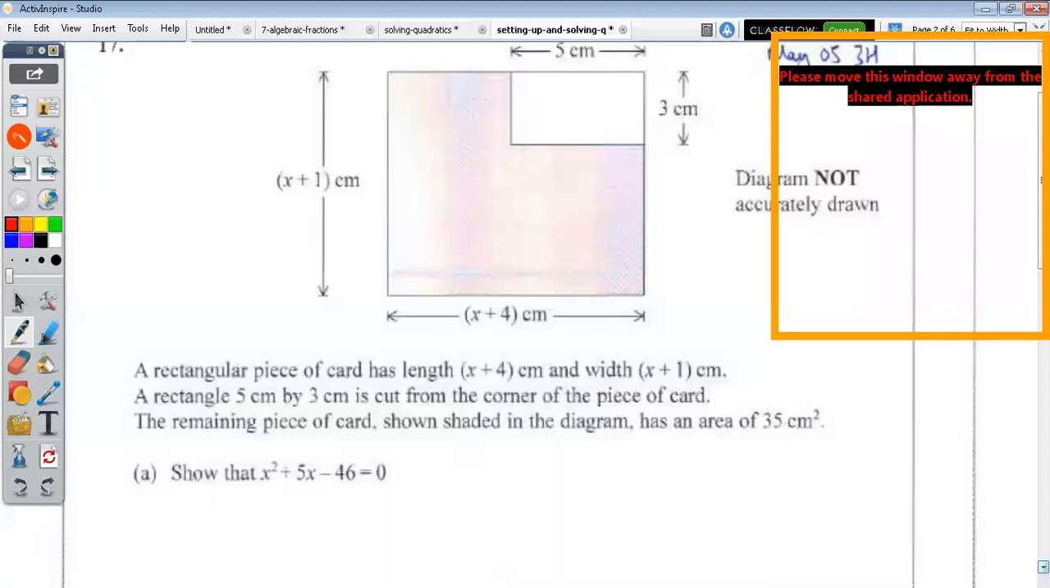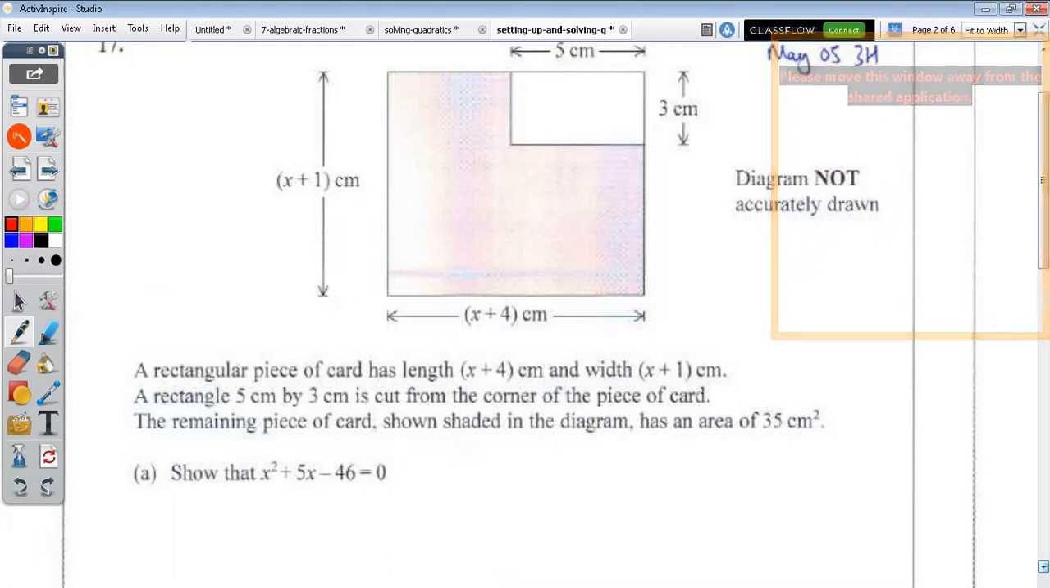Yes, sir. Now a rectangular piece of card has got a length of x plus 4 and a width of x plus 1. A rectangle 5 by 3 is cut from the corner of the piece of card. Okay, and they've told you how it is cut. The remaining piece of the card is the shaded region.